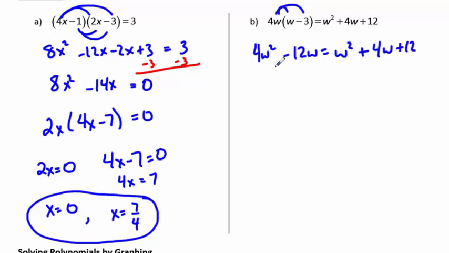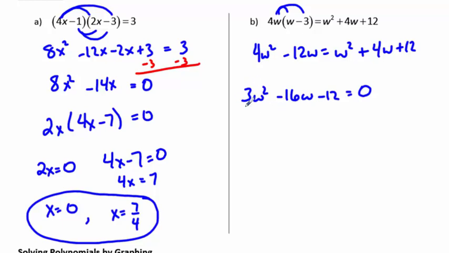Let's subtract the w squared off. 4w squared minus w squared is going to give you 3w squared. Negative 12w minus 4w is going to give you negative 16w if you subtract the 4 from both sides. And if you subtract 12 from both sides, you'll get minus 12 equals 0. Now this needs to be refactored.